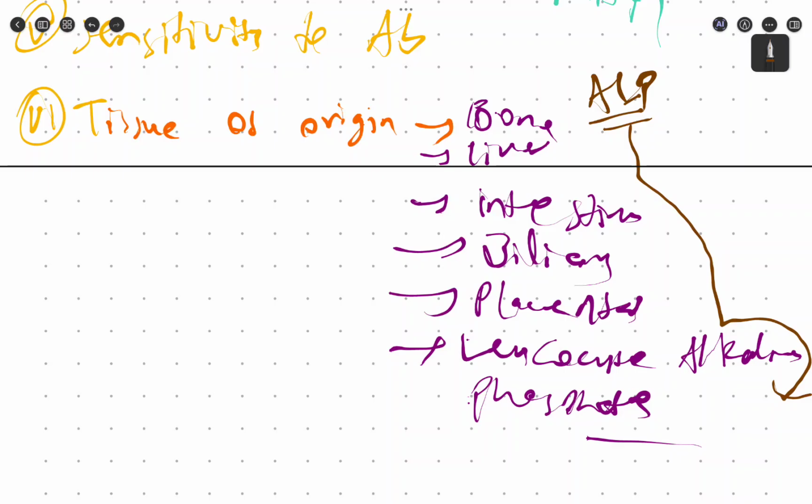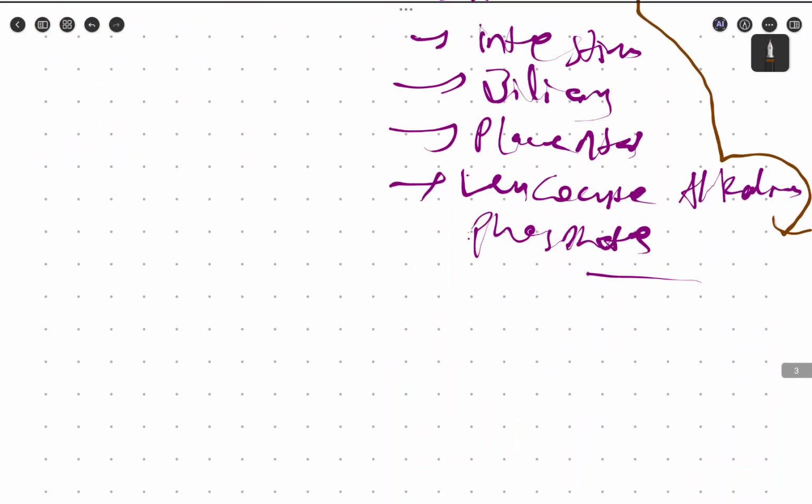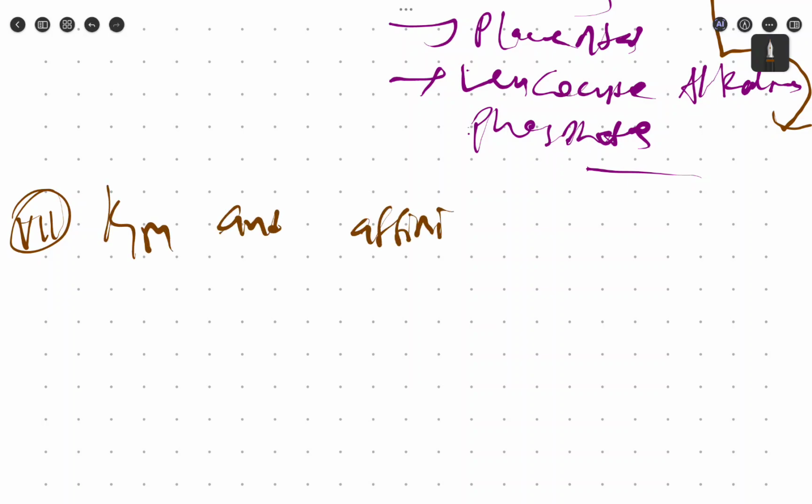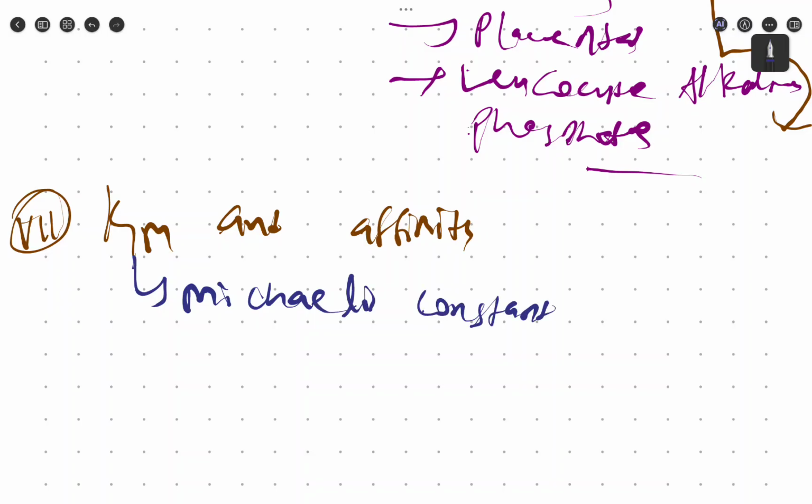All right. So now, one more thing. Yes, these are six and one more, that is seventh. And the seventh is Km and affinity. So first thing, if you have studied, Km is the Michaelis constant. All right. And what does it show?